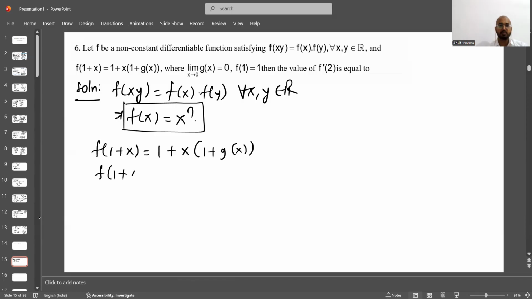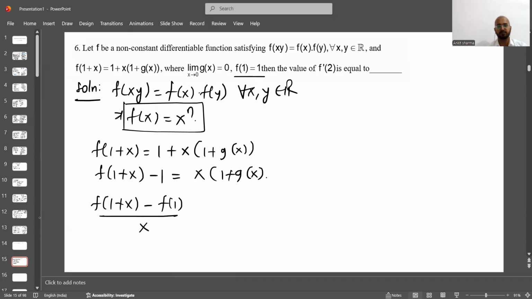So f of 1 plus x, then I'll transfer here minus 1, is equal to x into 1 plus g of x. Can you do this? This 1 I need to manage. So 1 is nothing but f of 1. So I can write f of 1 plus x minus f of 1, and I'll divide by this x, which is equal to 1 plus g of x.